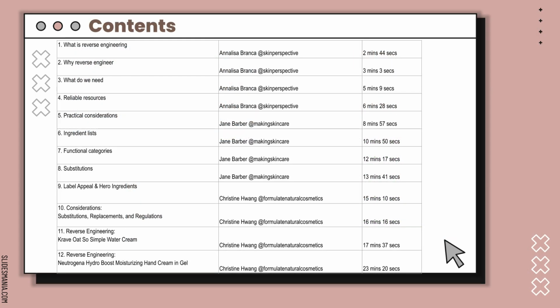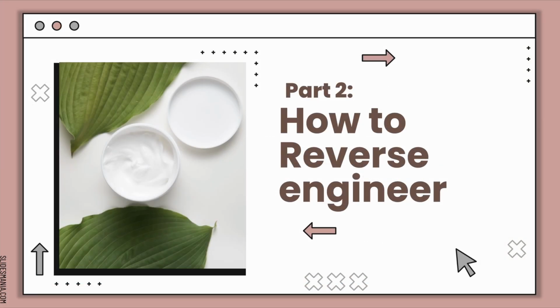In this presentation, I will explain what is reverse engineering, why we reverse engineer, what we need to reverse engineer, and what are the reliable sources we can use. Jane will then talk about practical considerations, ingredient lists, functional categories, and substitutions. Christine will talk about label appeal and hero ingredients, and some final considerations on substitutions, replacements, and regulations before actually reverse engineering Also Simple Water Cream from Krave Beauty and Hydro Boost Moisturizing Hand Cream Gel from Neutrogena. How to reverse engineer existing products.